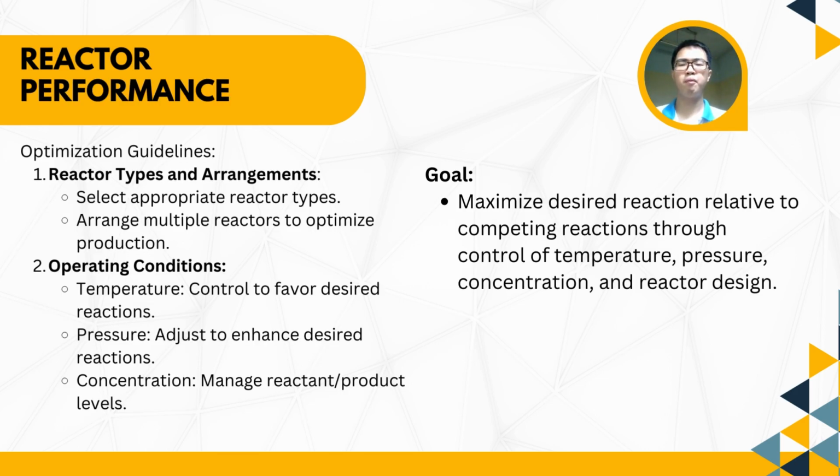To have a good performance of a reactor, this is achieved by optimization. There are some guidelines for optimization. First, select the appropriate reactor type and arrange multiple reactors to optimize production. Second is to control the operating conditions, for example, the temperature, pressure, and concentration. The goal of the optimization methods is to maximize the desired reaction relative to competing reactions through control of temperature, pressure, concentration, and reactor design.